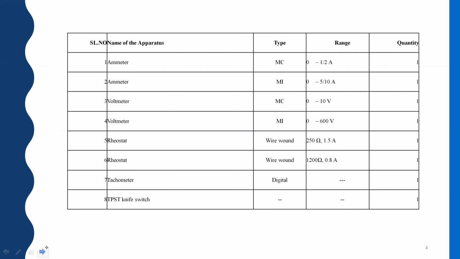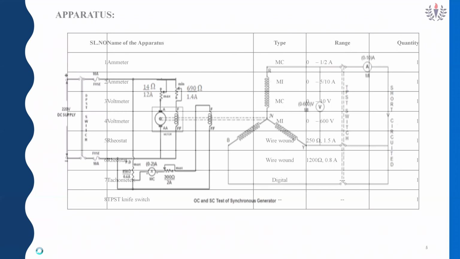These are the apparatus required. I require two ammeters, two voltmeters, two rheostats, a tachometer and a TPST switch. The switch is not strictly required; if it is needed, you can use it. All the quantities I have to take are one each, and the ratings are given below. You can choose any of the above ratings. Now, these are the apparatus of the machine.